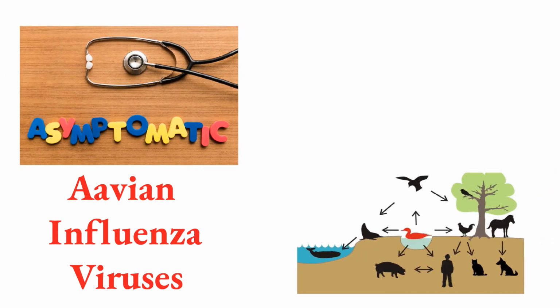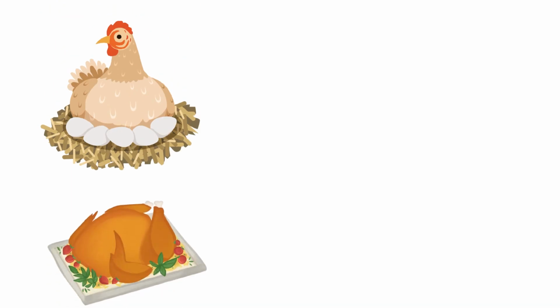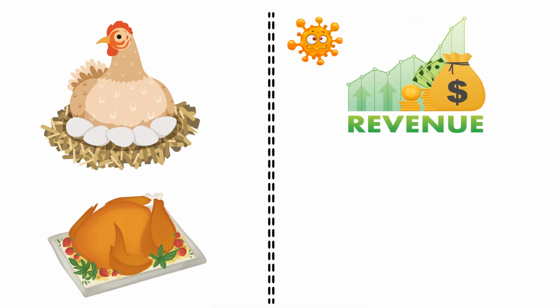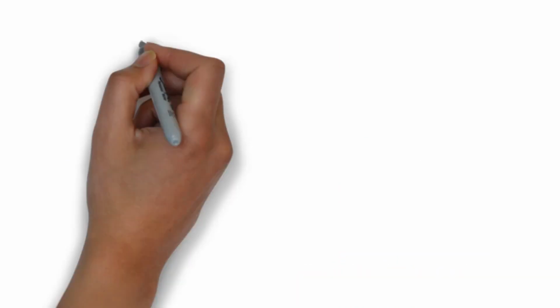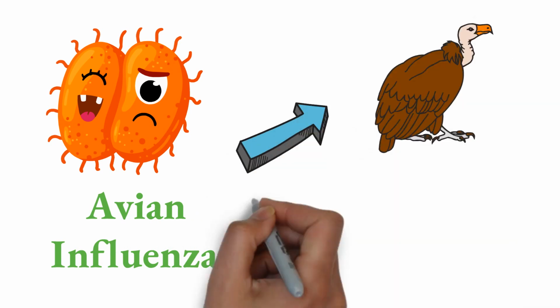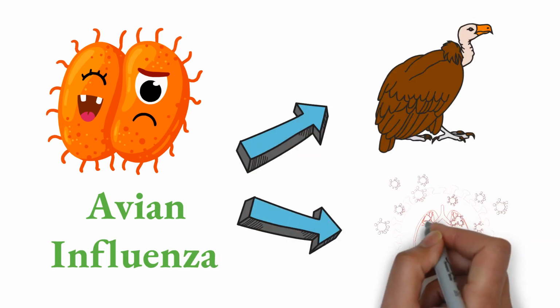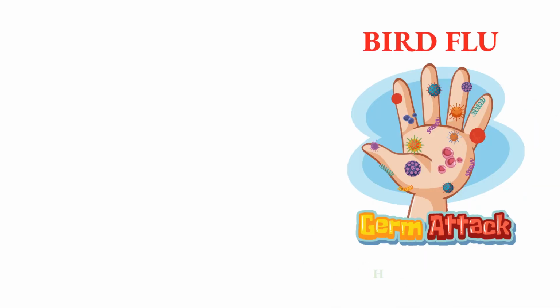While avian influenza viruses typically cause asymptomatic or mild infections in their natural bird hosts, they can lead to severe outbreaks in domestic poultry, including chickens and turkeys. In such cases, the virus can spread rapidly among flocks, causing high mortality rates and significant economic losses for the poultry industry. Although avian influenza viruses primarily infect birds, certain strains have the ability to infect humans, resulting in what is commonly referred to as bird flu in humans.